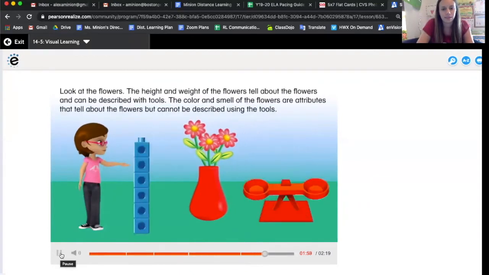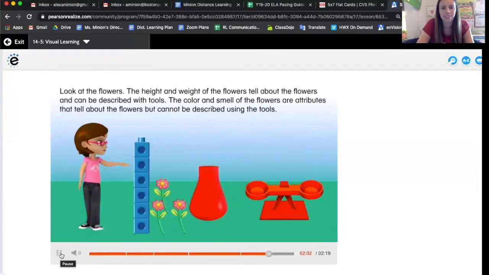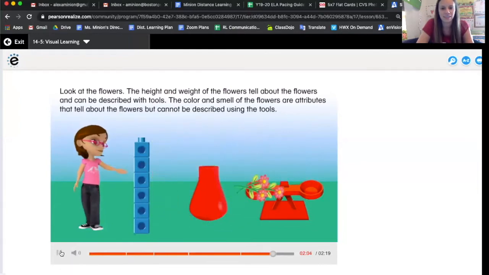The height and weight of the flowers tell about the flowers and can be described with tools. The color and smell of the flowers are attributes that tell about the flowers but cannot be described using the tools. Tools can help us find out some things about an object, but not everything. Did you hear what Marta had to say there? Tools can help us with some attributes, measurement attributes, like how tall something is, how long something is, how heavy, or the capacity. But it can't tell us everything.